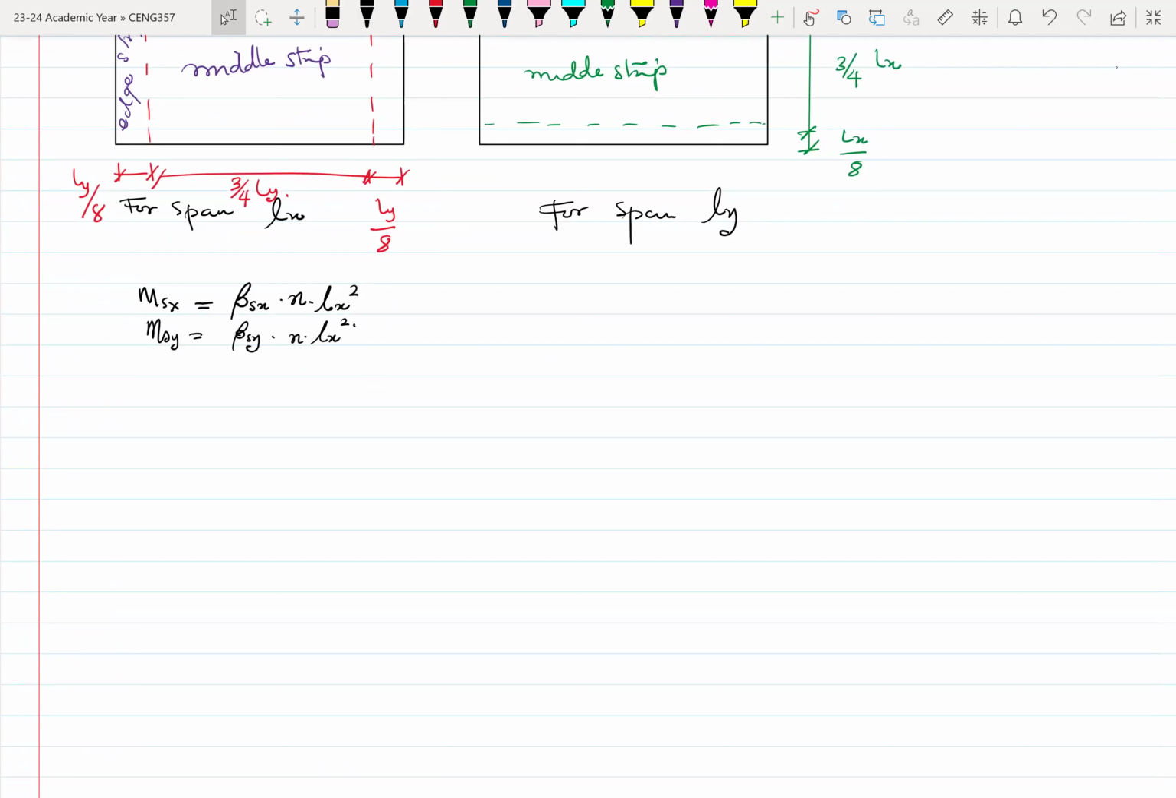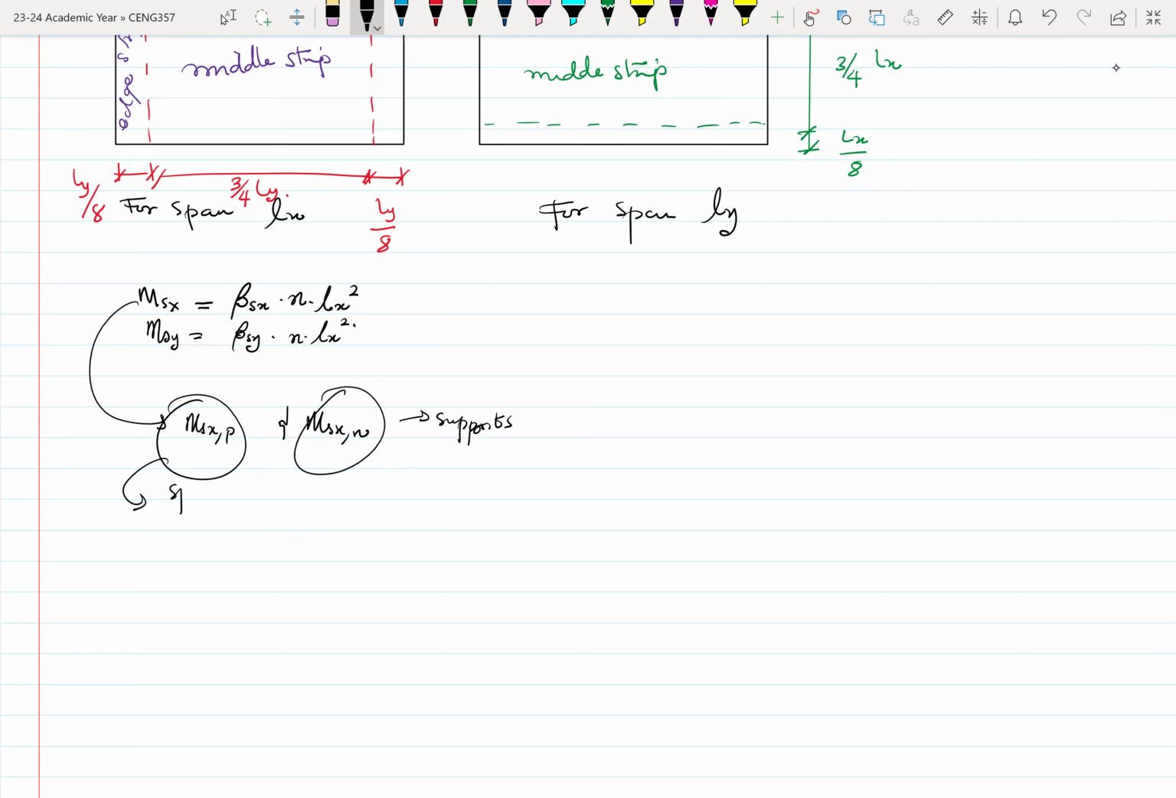We'll get to see that for this moment MSX, we can have positive moments, which is usually in the span or the middle strip. Then we can have negative moment at the supports. So for each moment, for example for MSX, we can have MSXP and also MSXN, where N stands for negative. This normally will be at the supports, and the positive will be in the spans.